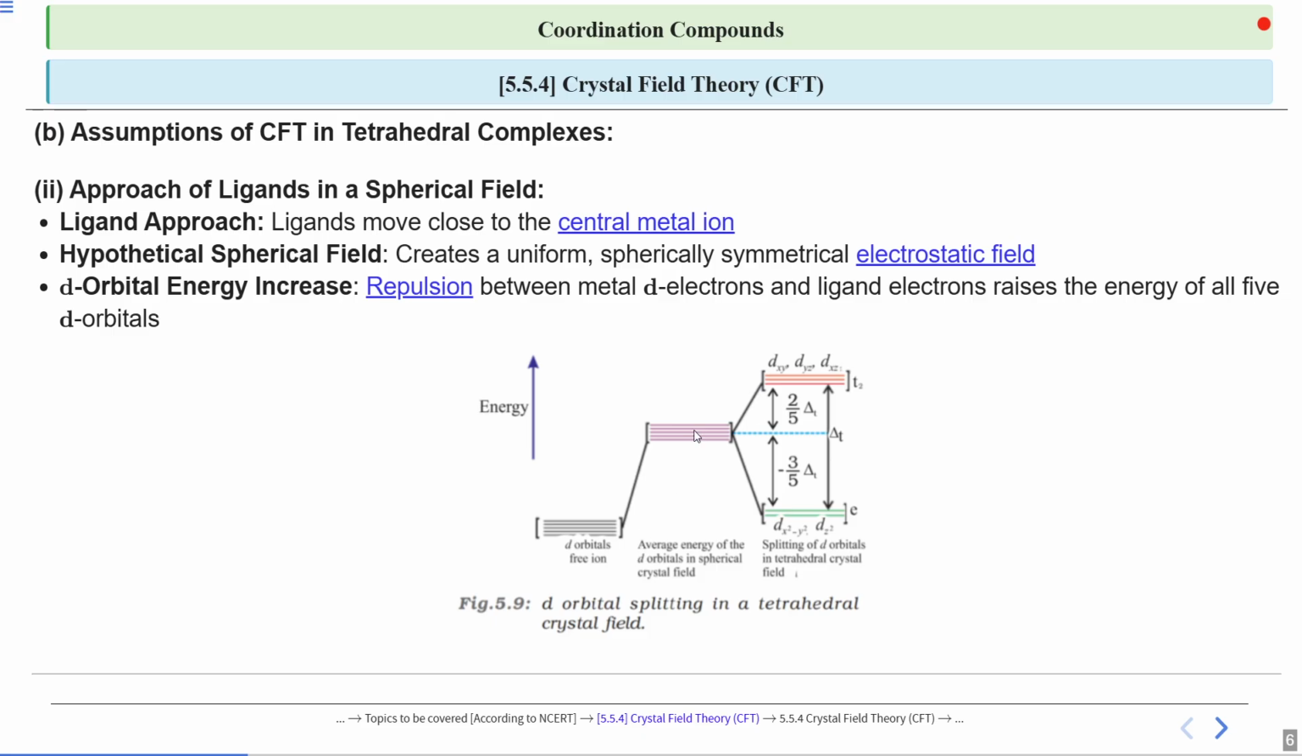Among the 5 d orbitals their energies are the same, but comparatively, from the previous state of all the 5 d orbitals, their energy is increased, due to the repulsion between the electrons of the ligand and the electrons of the metal. And all the 5 d orbitals will come here in the diagram. You can see this is the phase which shows the approach of ligands in the spherical field.